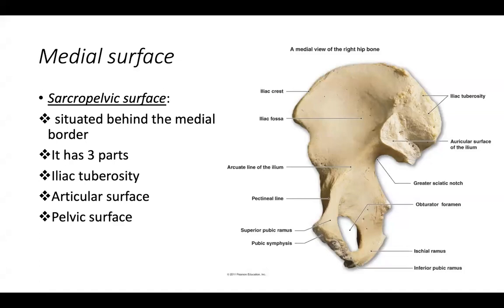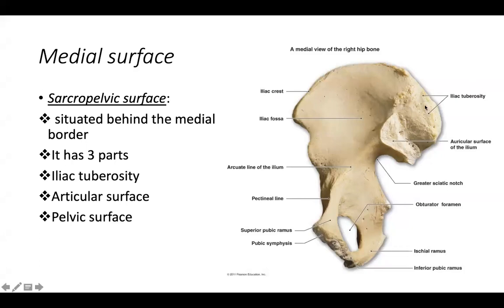And not only that, this iliac tuberosity gives attachment to the sacroiliac ligament. It gives attachment to what ligament? The sacroiliac ligament. And this is a rough surface. Is it clear?